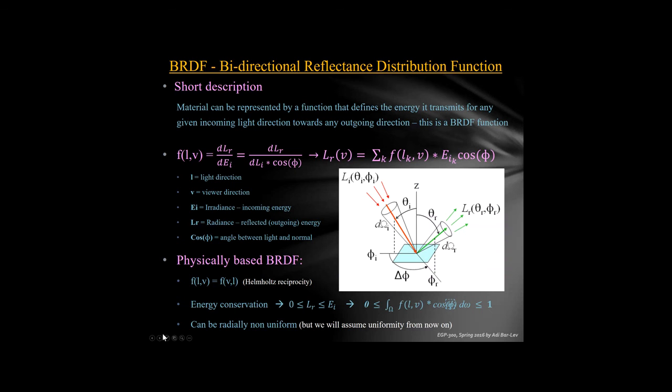Okay, so let's just talk about energy conservation for a second. What we want to say is basically that the amount of energy that is outgoing is smaller than the amount of energy that is incoming, and it's greater than zero. Or in other words, we have this integral of that ratio, FLV, and if we do the integral over the hemisphere times the cosine, it's between 0 and 1, which is quite obvious.